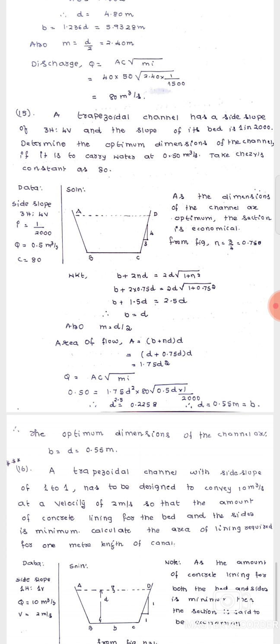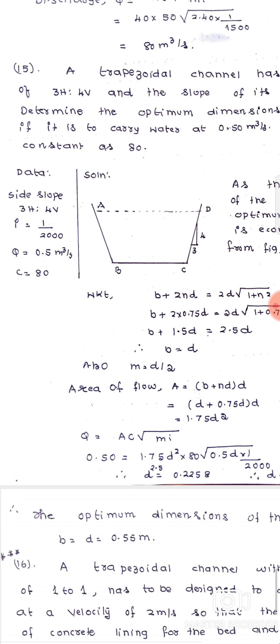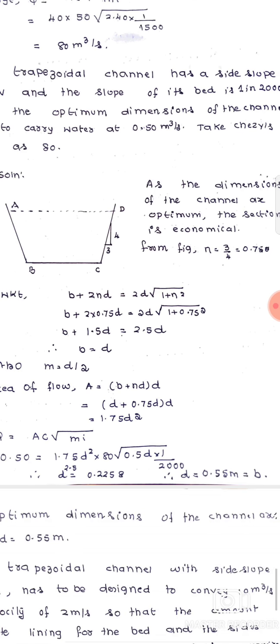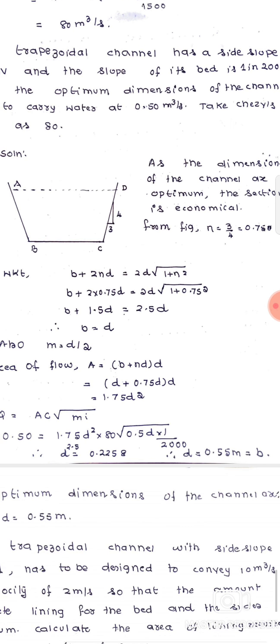And we can see here they have not specified it as the most economical section, but very clearly they are saying determine optimum dimension. If they are saying optimum dimension, then we have to remember it is the most economical section. Then we have to write the sketch. N is given as 3 by 4, q is given as 0.5 meter cube per second, c is given as 80. As the dimensions of the channel are optimum, the section is economical. So from the figure, n is 3 by 4, that is 0.75.